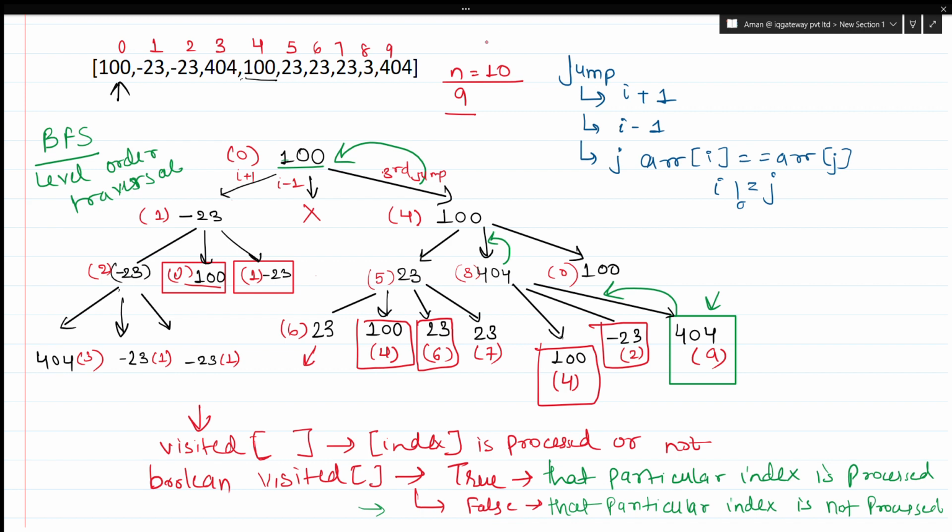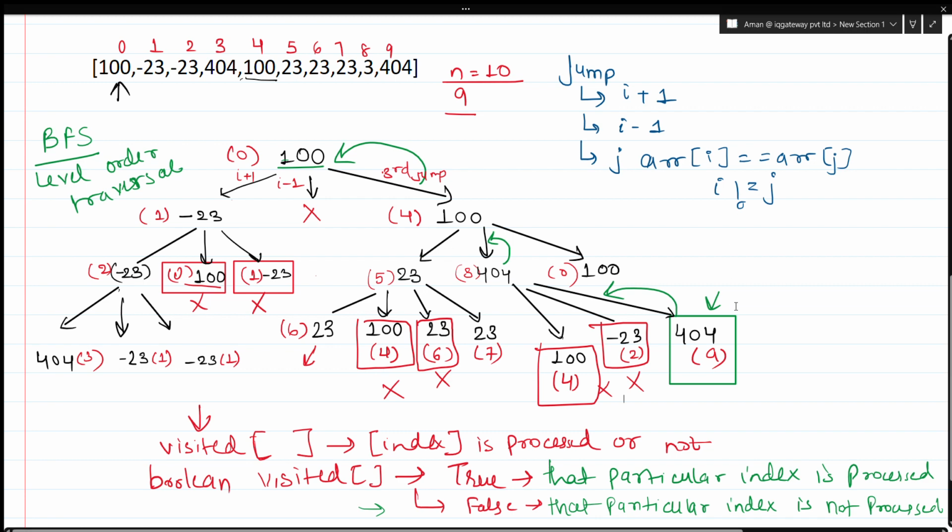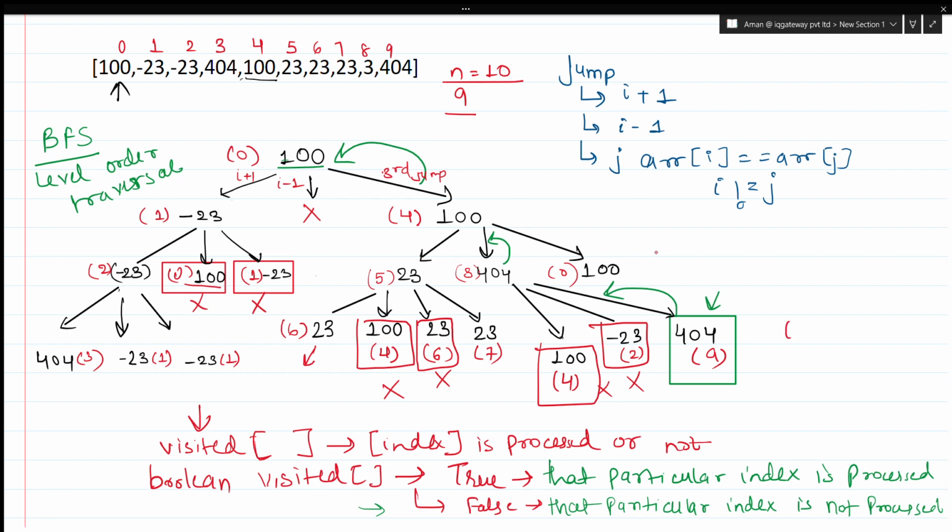I cannot move forward in this. Okay. So in this way, I can traverse my whole array in the way of BFS. Okay. And this is my base case. If index is equal to n minus 1, I need to return my jumps.